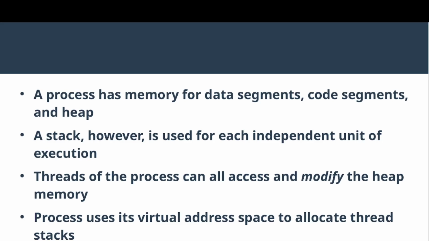Now, the process uses its virtual address space to allocate thread stacks. When we create a process, we have a certain virtual address space allocated to that process, and the process can use that free memory to allocate stacks when we create new threads within the process.